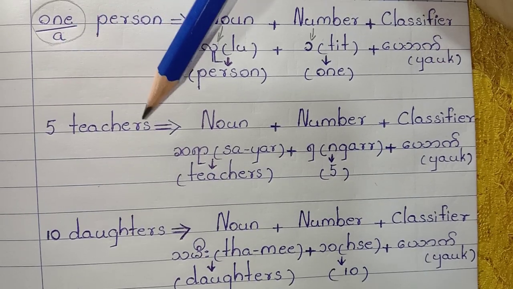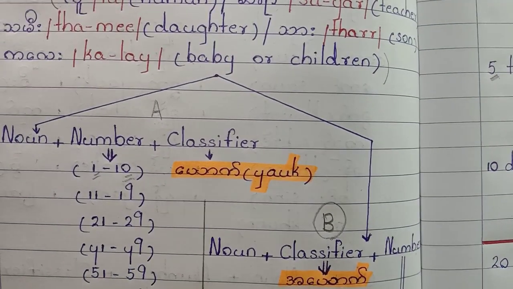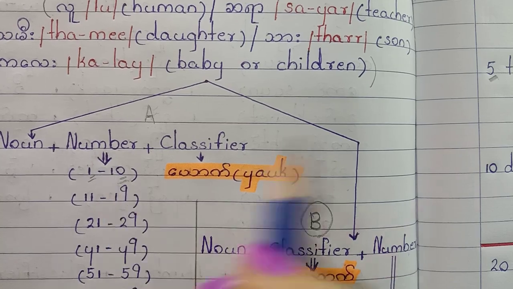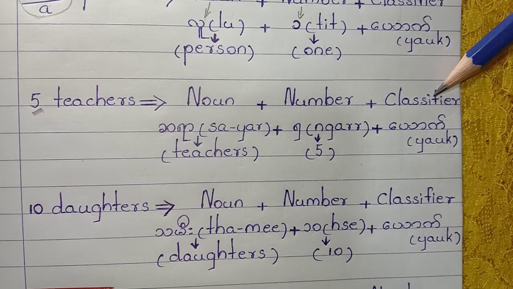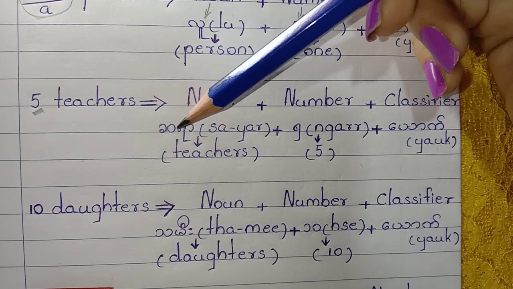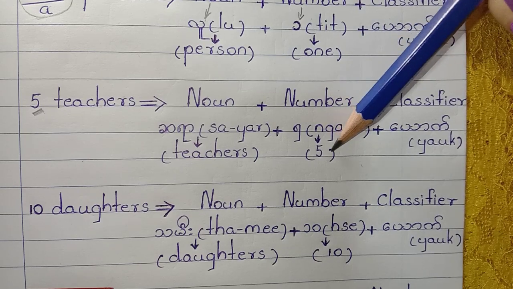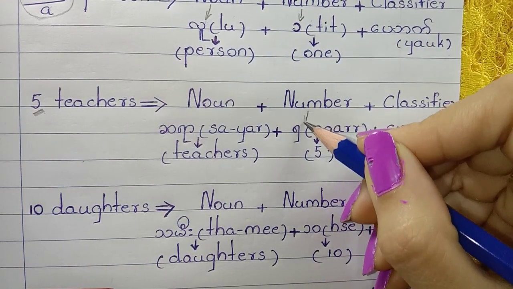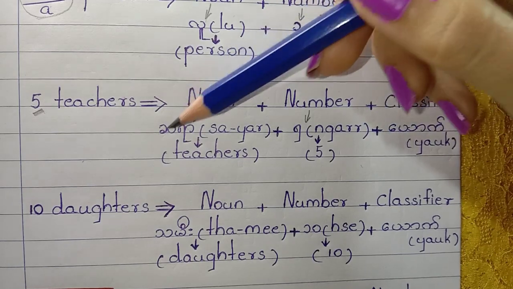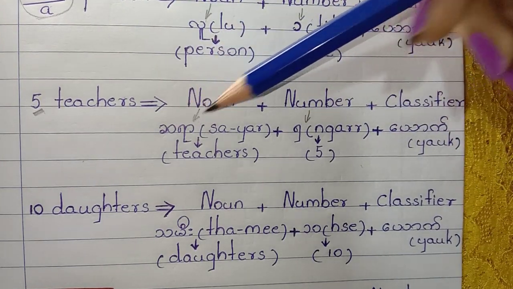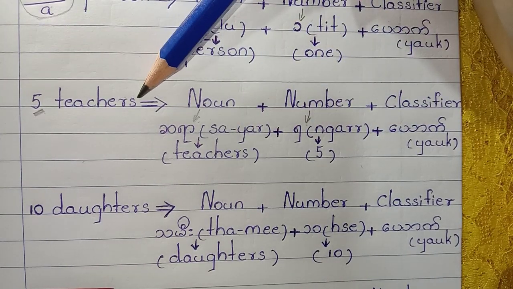Next one. Five teachers. Please look at the number. The number is five, so you have to choose part A. Noun plus number plus classifier. Seiya is for teachers, nga is five. So the noun is seiya, the number is nga, the classifier is sha. So seiya nga sha. That means five teachers.